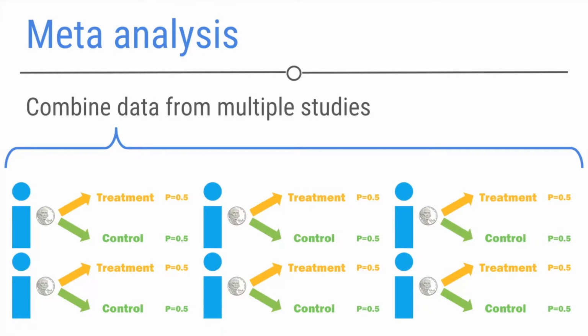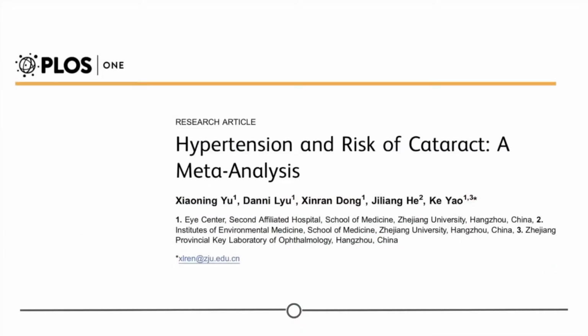But there are two important things to look out for when you're reading a meta-analysis. First, how did the researchers select the studies that were included? And second, what types of studies, i.e. what study designs, were included?